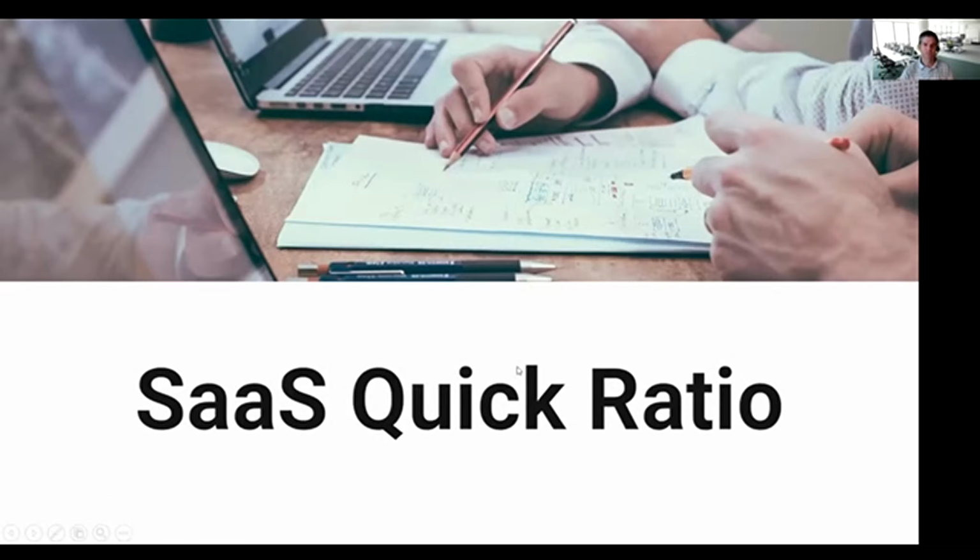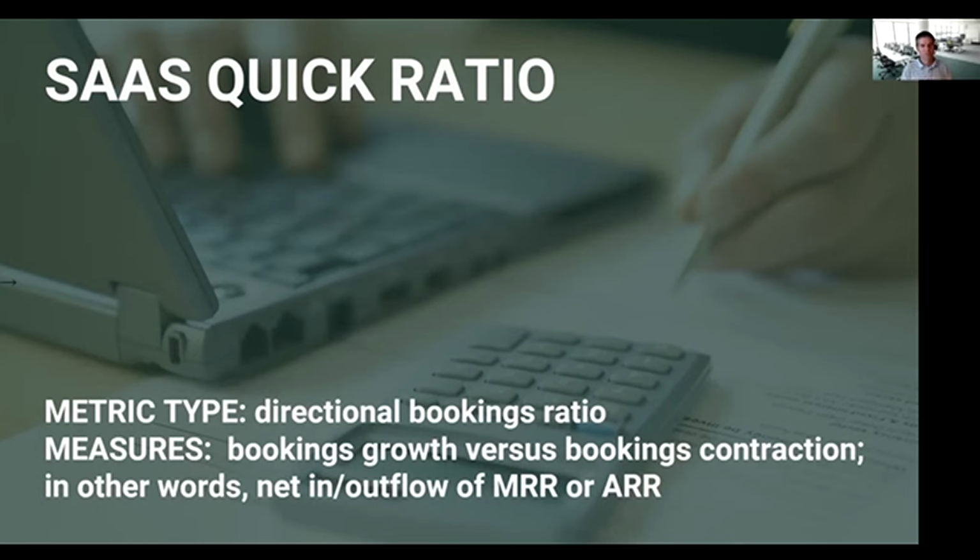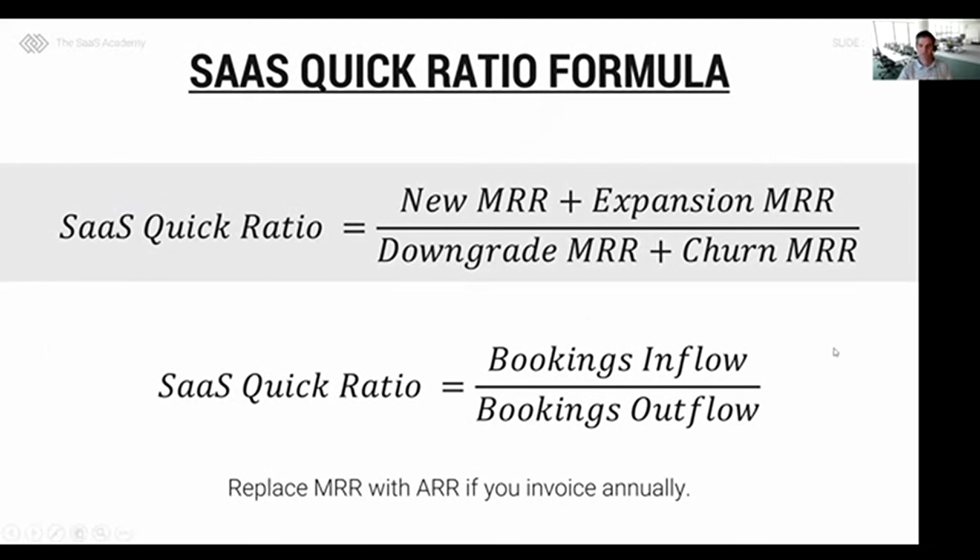SaaS Quick Ratio. With the SaaS Quick Ratio, it measures the bookings growth versus bookings contractions. So the Quick Ratio formula, on the top, we have our bookings inflow. So this is the new MRR and expansion MRR coming into our business. And then in the denominator, we have downgrade MRR, so customers who are, say, dropping seats, dropping modules, and then, of course, churn, customers leaving us. So again, bookings inflow on the top, bookings outflow on the bottom.